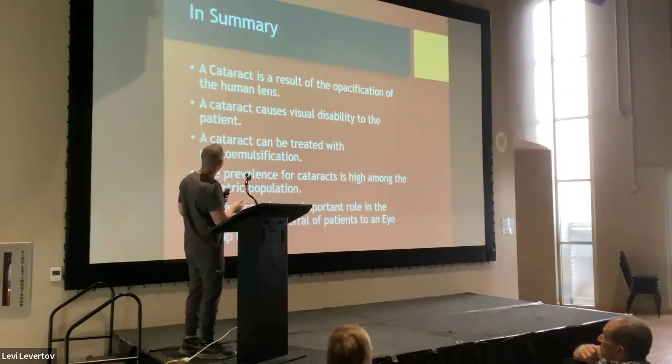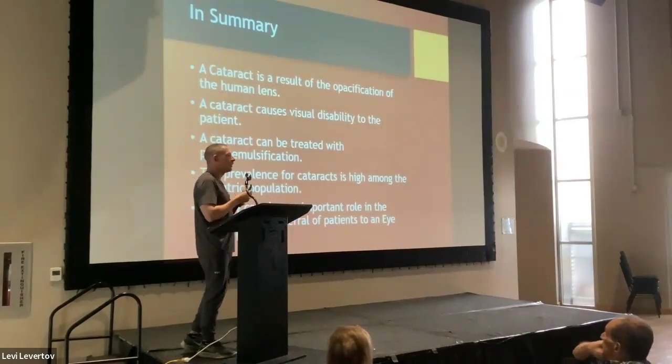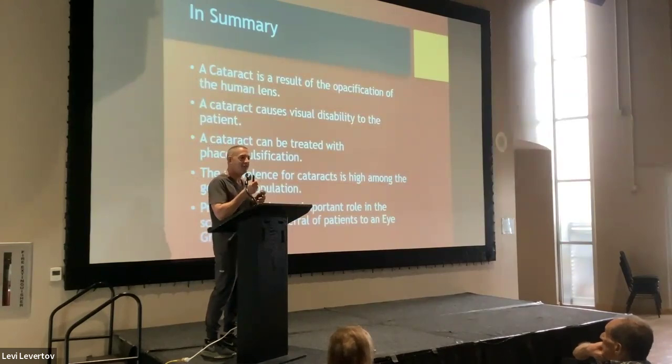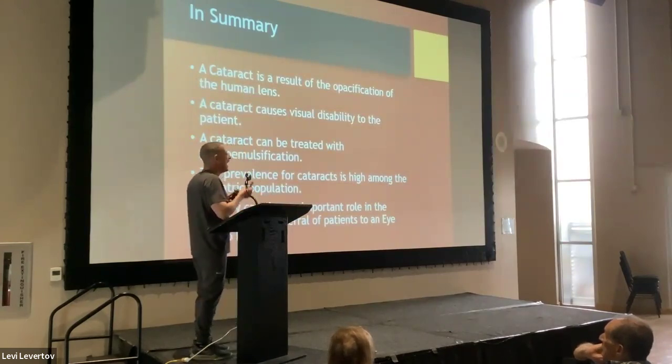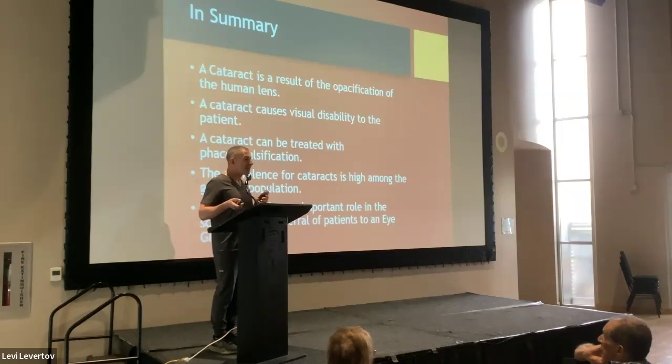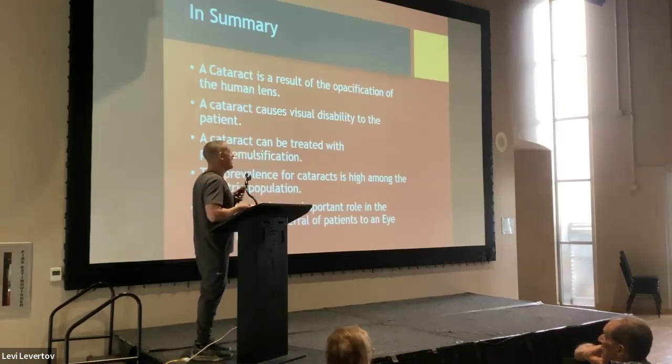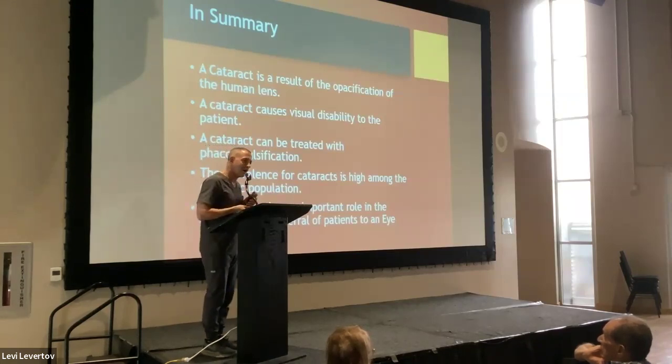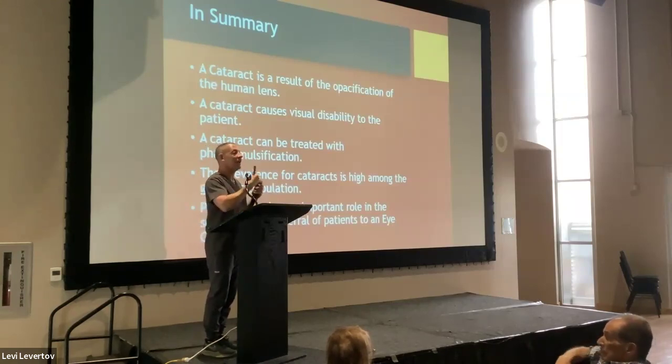So in summary, a cataract is a result of the cloudiness of the lens that you're born with in your eye. And it can cause visual disability. It can make your vision blurry. It can affect your quality of life. But today we can successfully treat it with cataract surgery, which is known as phacoemulsification. And just so you know, you shouldn't feel bad if you have a cataract, because guess what? If we all live long enough, we're all going to get a cataract, including me.